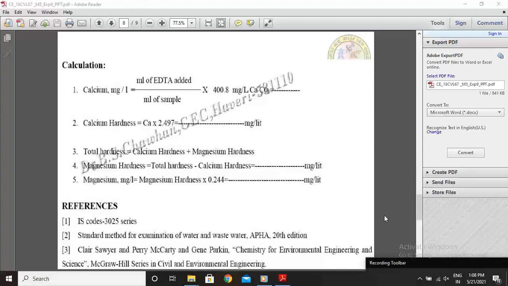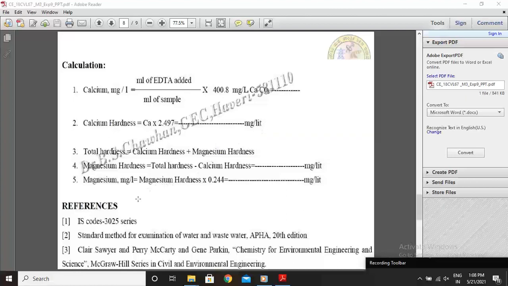Next, calculation. Calcium in milligram per liter is calculated using this formula: ml of EDTA added divided by ml of sample taken, multiplied by 400.8, in milligram per liter of calcium carbonate. So we get calcium in milligram per liter. Now calcium hardness is given by the equation Ca multiplied by 2.497. After getting the calcium, you multiply by 2.497 and we get calcium hardness in milligram per liter.